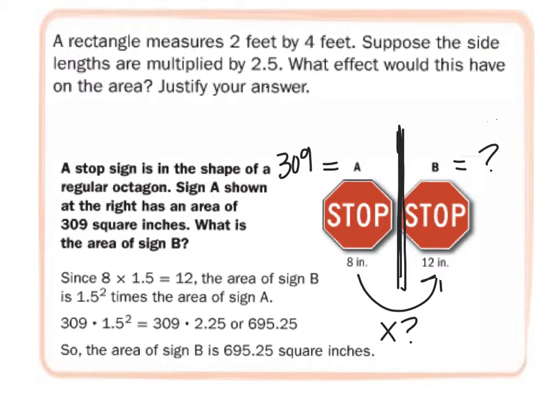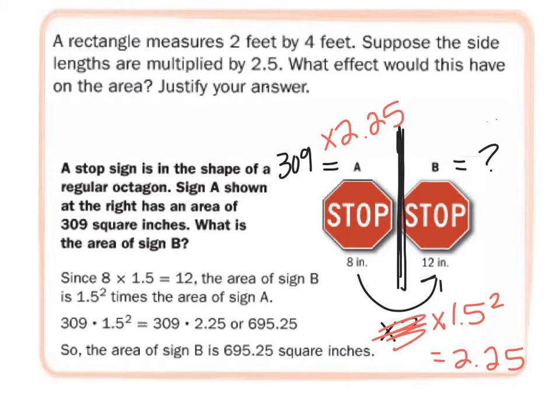Okay, so I figured that out. It's getting multiplied by 1.5. Okay, but I need to figure out the area. So how I'm going to do that is I'm going to figure out what 1.5 squared is, because that's what we do when we're doing the area. We figure out what it is squared. I know 1.5 times 1.5 equals 2.25. So that's what I need to multiply my original area by, and that will give me my new area.